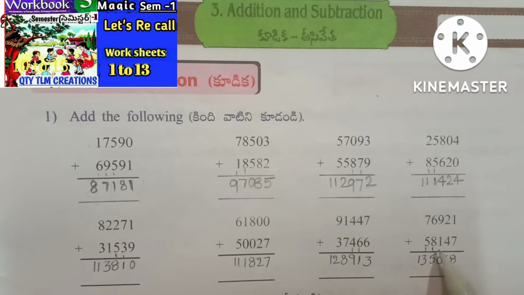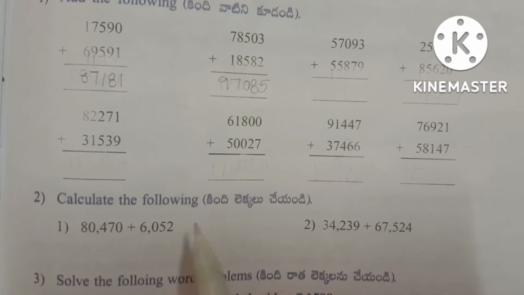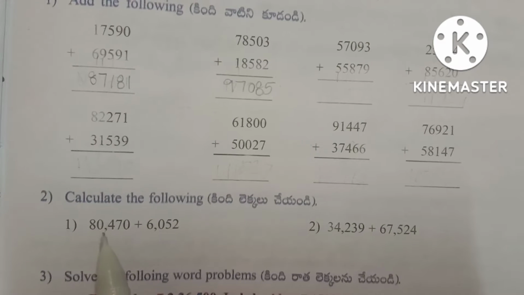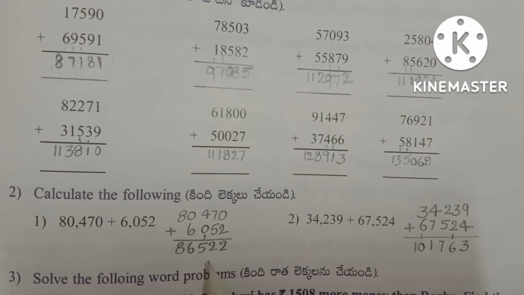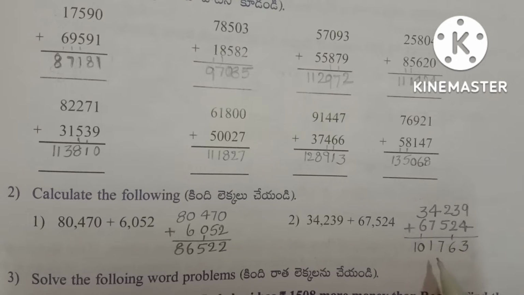Next, 76,921 plus 58,147, we get 1,35,068. Next, calculate the following. Here, 80,470 plus 6,052, then we get 86,522. Next, 34,239 plus 67,524, we get 1,01,763.